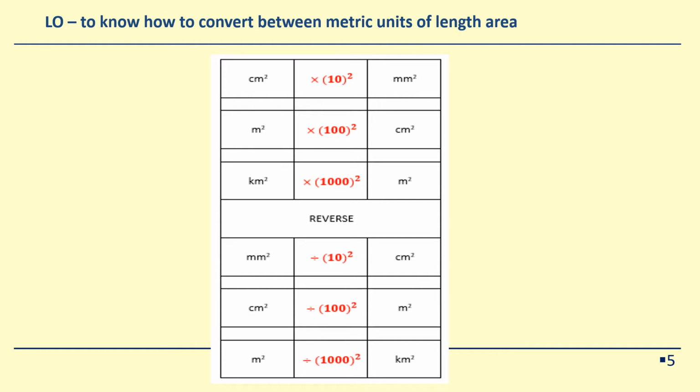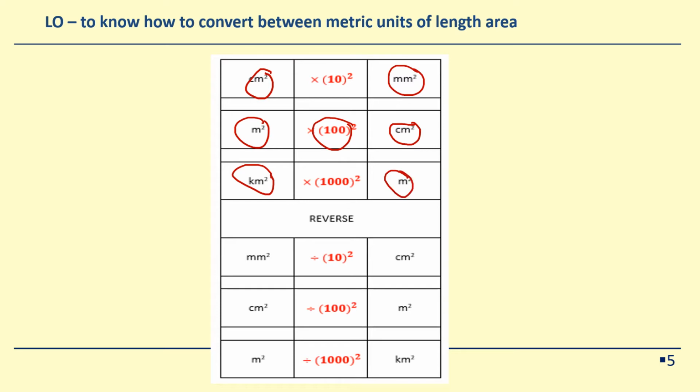As you can see here in this diagram, we have a couple of different conversions. We have centimeters squared, and we times by 10 squared to get millimeters squared. And we have meters squared, times by 100 squared to get centimeters squared. And then we times kilometers to get meters.